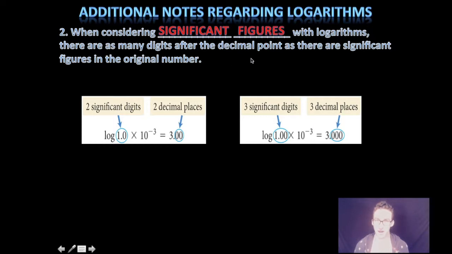Okay, and then the last thing to think about when we're talking about pH calculations is you've got to watch out for significant figures when it comes to logarithms. There are as many digits after the decimal point as there are significant figures in the original number. So when you are working with pH calculations, if you're given a hydrogen ion concentration of 1.0 times 10 to the negative 3, this translates to a pH value of 3.00. So recognize however many total digits are in your concentration, that's how many digits come after the decimal place in your pH value. So be on the lookout for that as you work through pH calculations.